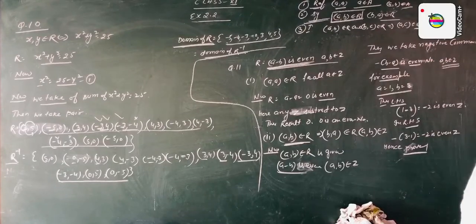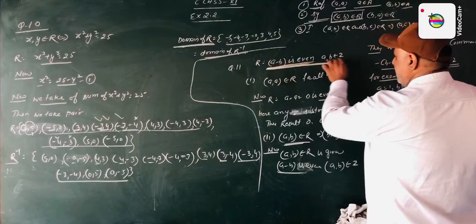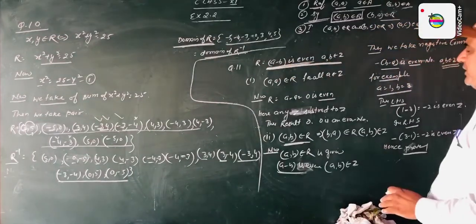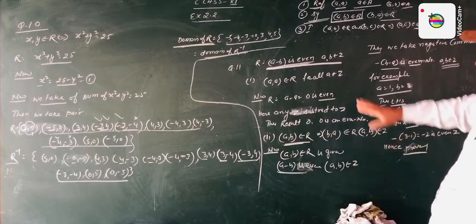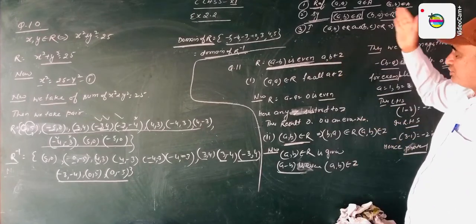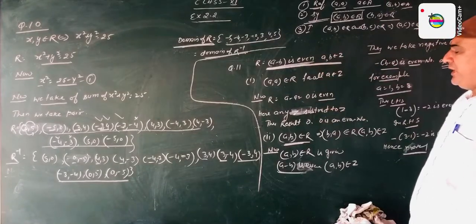Now question number 11 says that R is given as A minus B is even. It is given A minus B, subtracting B from A, we need an even number, where A and B belong to Z. It is also said that Z is the integer set. It means even is also an integer.